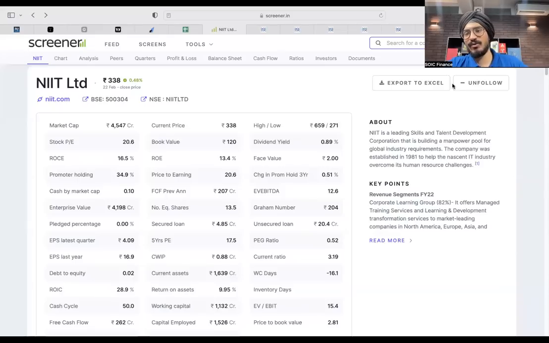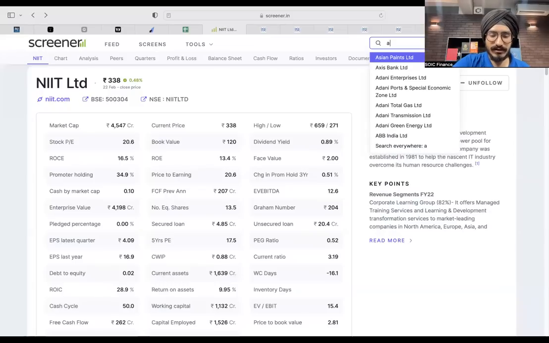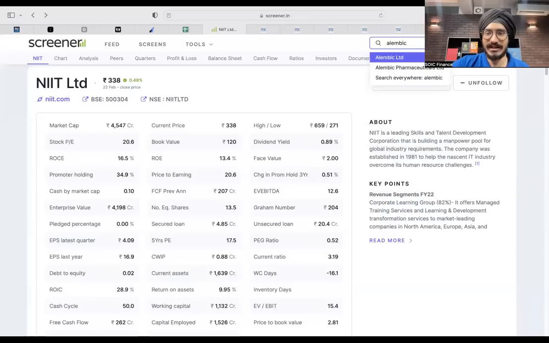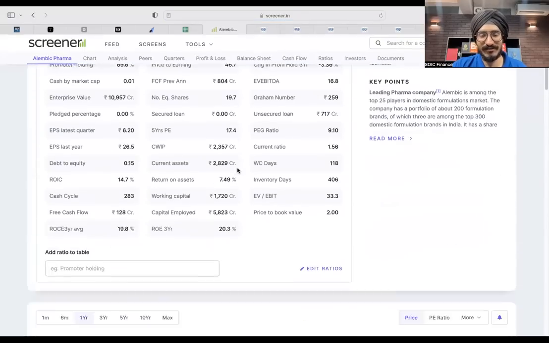Alembic Pharma, Rahul, I don't have any view on Alembic Pharma. Like I don't know if the pricing pressure in basically your US goes away or not. I don't have a view on that point.